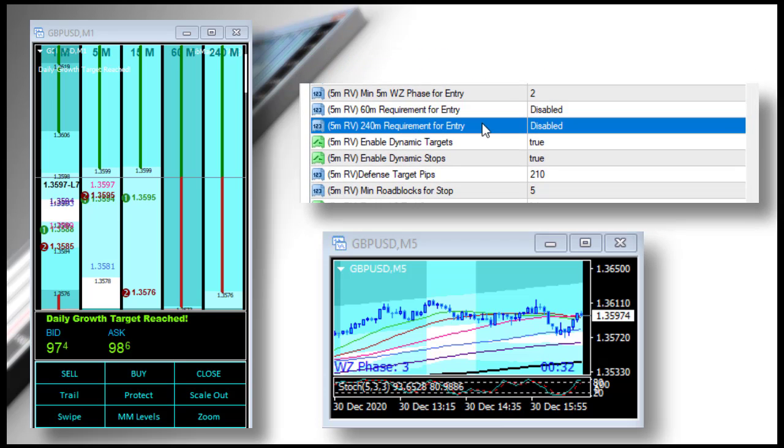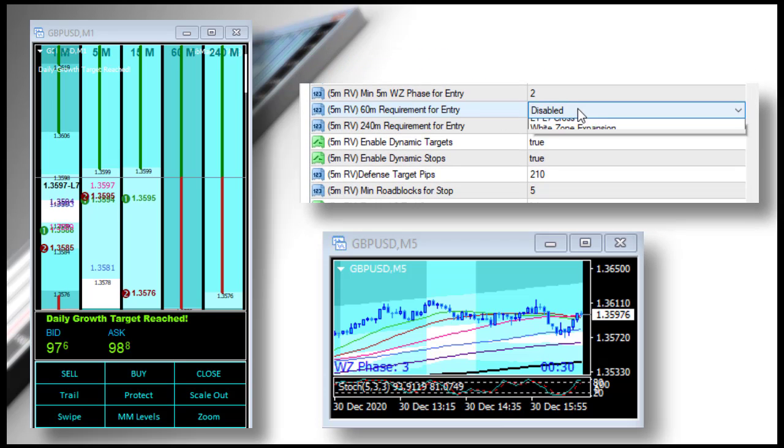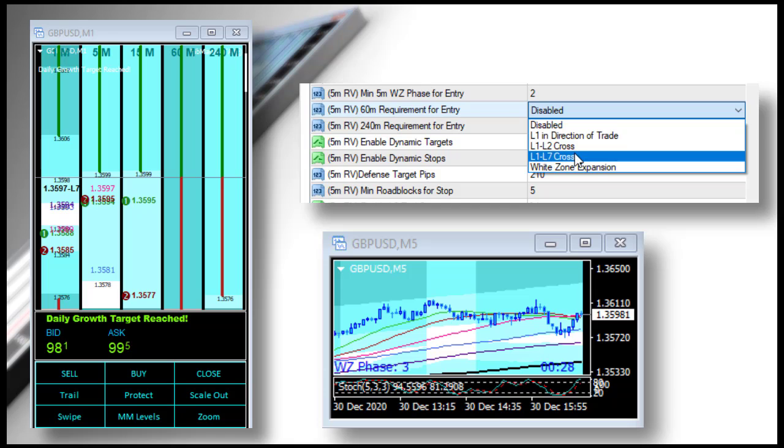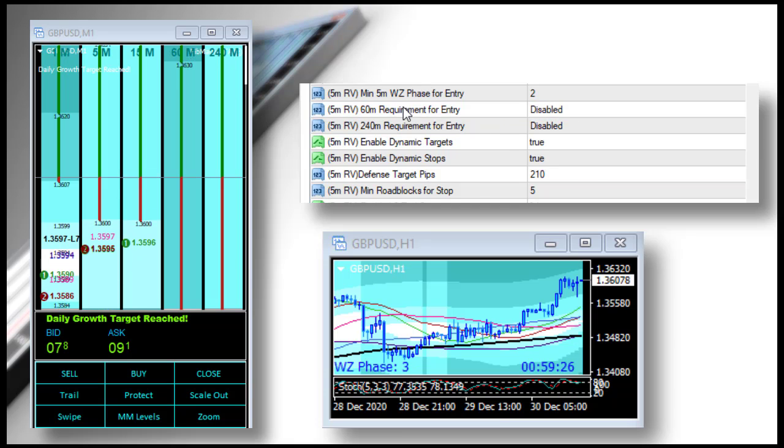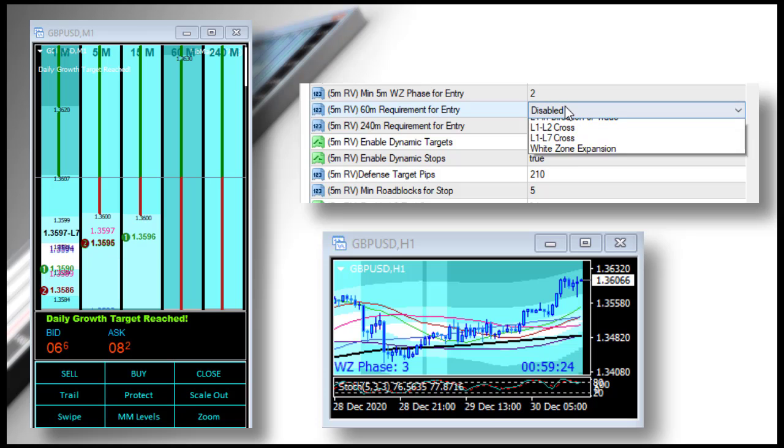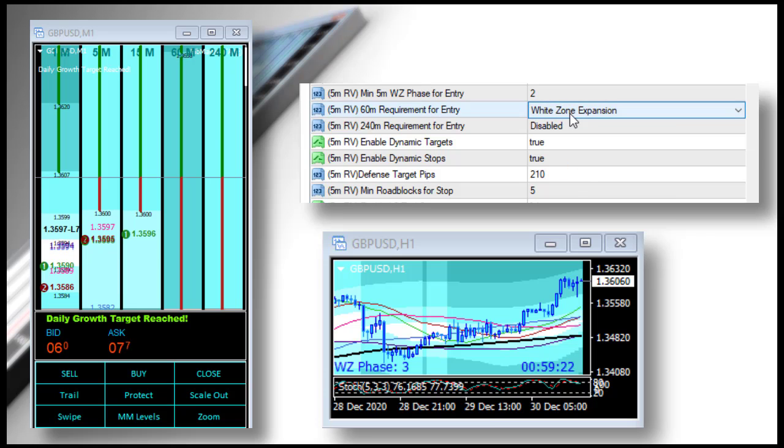I don't have any requirement for entries on 60 minute, but basically this tells you, do you want to trade in the direction of the trends of the 60 and the 240? 60-minute requirement disabled. If I had this set to say white zone expansion, that means if this is set to expand, it's collapse mode now. That means if this is expanding, then we could only take long reversals because that's the direction of this trend.